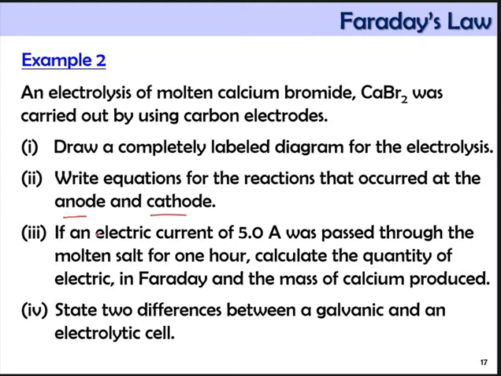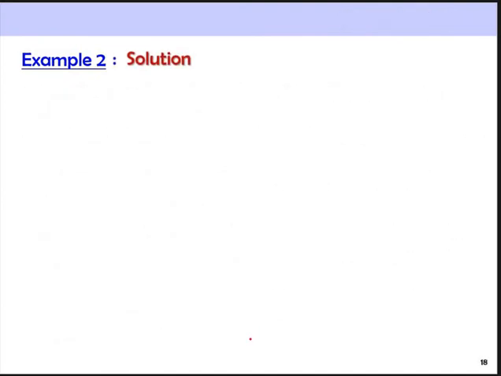And if an electric current of 5 ampere was passed through the molten salt for 1 hour, calculate the quantity of electric charge in Faraday and the mass of calcium produced. Ada dua soalan kat sini. Dia nak quantity of electric charge in Faraday and the mass of calcium. State two differences between galvanic and electrolytic cell. Okay, kita tengok solution dia macam mana.